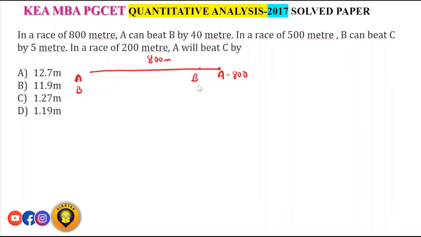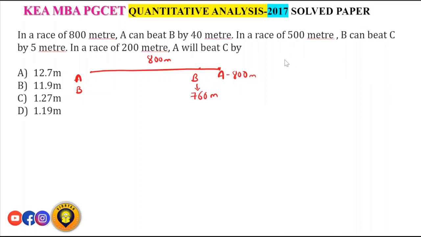So 40 meters behind means how much distance did B cover in the same time? B covered 800 minus 40, that is 760 meter. Here, at the same time means time is constant. Are you understanding? So A covered 800 meter, and in the same time B covered 760 meter, and therefore A beat B by 40 meters.